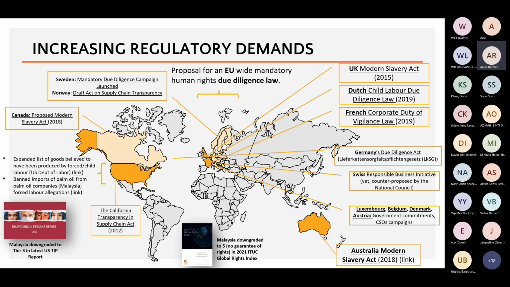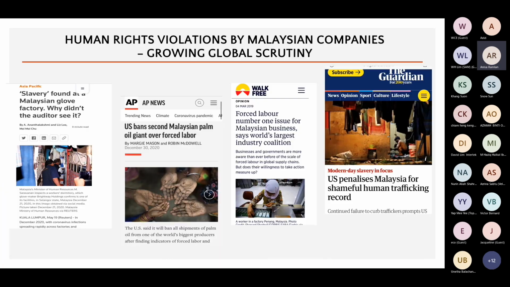And for Malaysia, there are more challenges because it was downgraded to tier 3 in the latest US TIP report, and also downgraded in the ITUC Global Rights Index in 2021. These things impact the country as well as the companies, because investors will be hesitant. Over the last few years, there has been a lot of focus on Malaysia, sadly all for the wrong reasons. There's been a lot of focus on human rights violations by Malaysian companies, and these are some of the headlines in international publications.